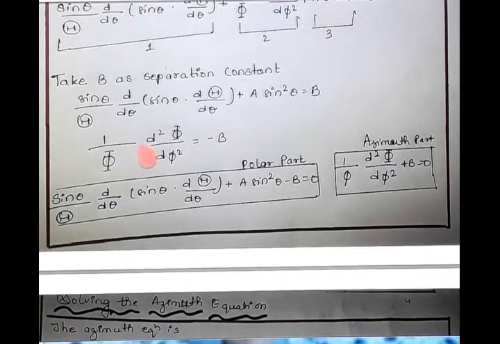that is (1/Φ) d²Φ/dφ² = −b. Therefore, by further calculating, we obtain this equation, that is (sin θ / Θ) d/dθ (sin θ dΘ/dθ) + a sin²θ − b = 0. This equation is the polar part equation, and (1/Φ) d²Φ/dφ² + b = 0 is the azimuth part.